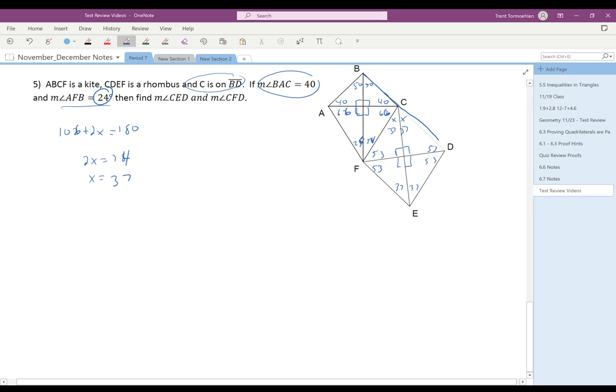So what is CED? CED turns out to be 37 degrees. And then CFD turns out to be 53. And so the correct answer is CED is 37 degrees and CFD is 53 degrees.